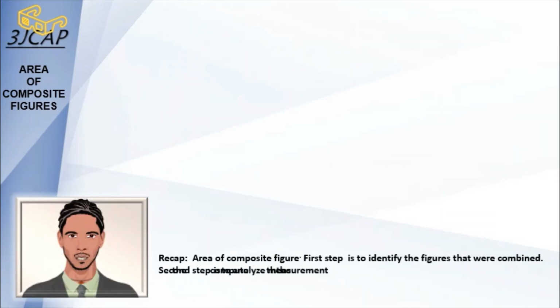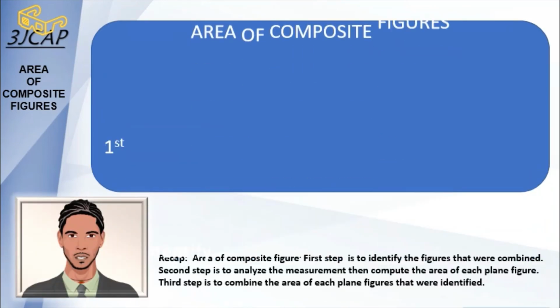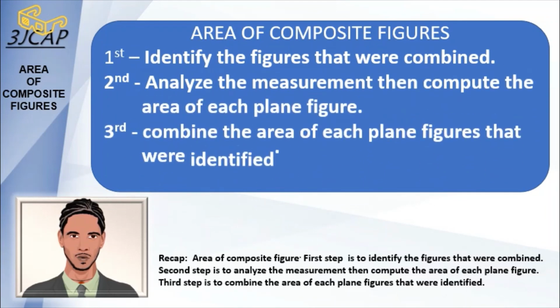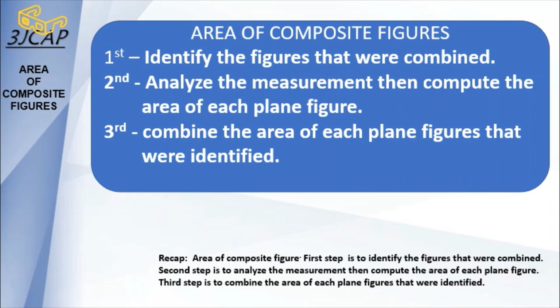Recap: area of composite figure. First step is to identify the figures that were combined. Second step is to analyze the measurement, then compute the area of each plane figure. Third step is to combine the area of each plane figure that was identified.